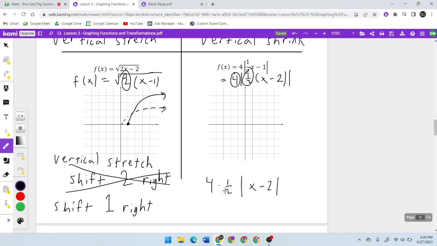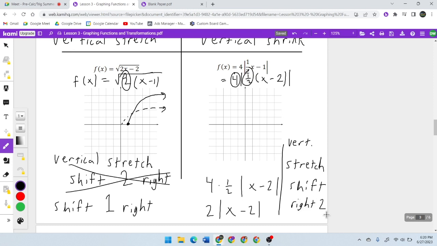And because of that, this actually simplifies to 4 times 1/2, which is 2 absolute value of x minus 2. So in other words, we know what this is going to be. First of all, it's going to be a vertical stretch by a factor of 2. And you can also say it's going to be a shift to the right by 2. And so that's what that means. So it's a vertical stretch. You shift 2 to the right.